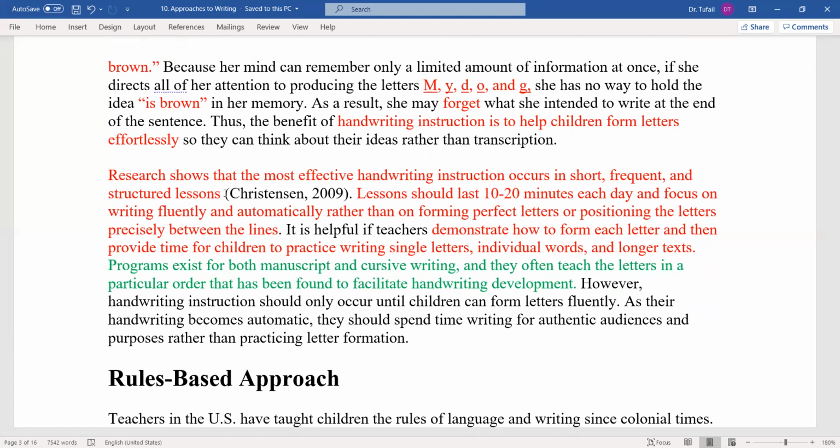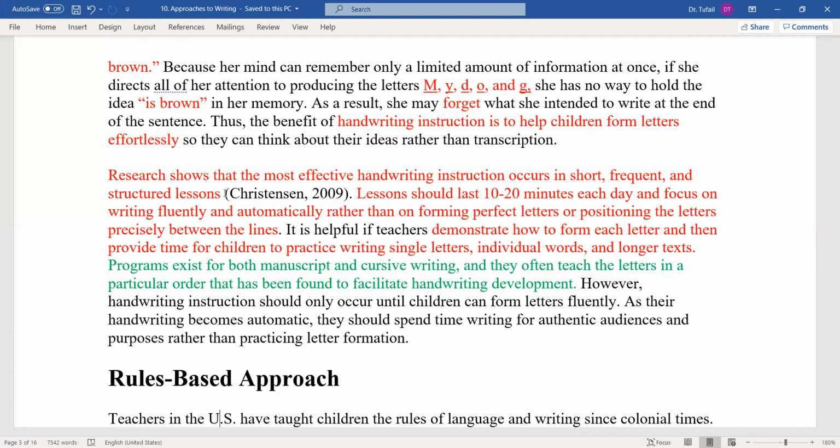Most effective writing instruction is in short, frequent, and structured lessons. Lessons should last 10 to 20 minutes each day and focus on writing fluently and automatically rather than on forming perfect letters or positioning the letters precisely between lines. Now see, this is the basic difference between penmanship and writing. In writing, we have daily lessons of 10 to 20 minutes in which ideas are given to students to write fluently and automatically, focusing on the content.